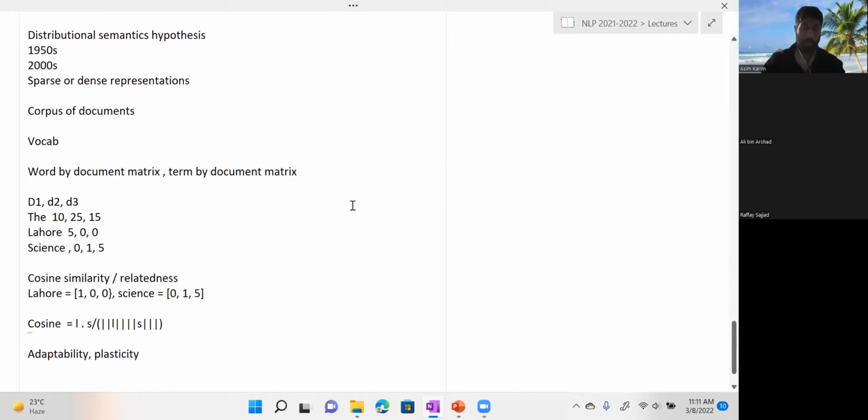I think I'll stop here. So next class, by the way, this is chapter 6 of your textbook, vector representations. Next class will continue with this discussion, talk about word by word matrices, word context matrices. We'll talk about PPMI, and then we move on to word2vec and skipgrams, which are based on neural networks.